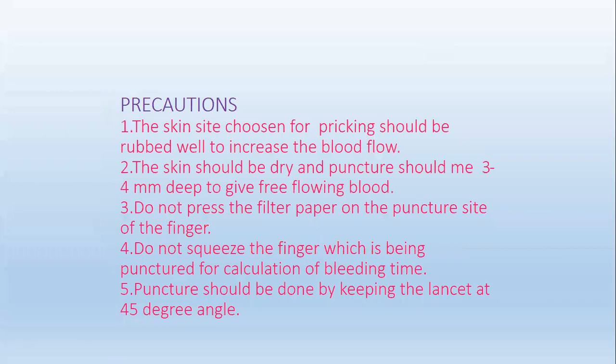Precautions: the skin site chosen for pricking should be rubbed well to increase the blood flow. The skin should be dry and the puncture should be 3 to 4 mm deep to give free flowing blood. Do not press the filter paper on the punctured side of the finger. Do not squeeze the finger which is being punctured for calculation of bleeding time. Puncture should be done by keeping the lancet at a 45-degree angle.